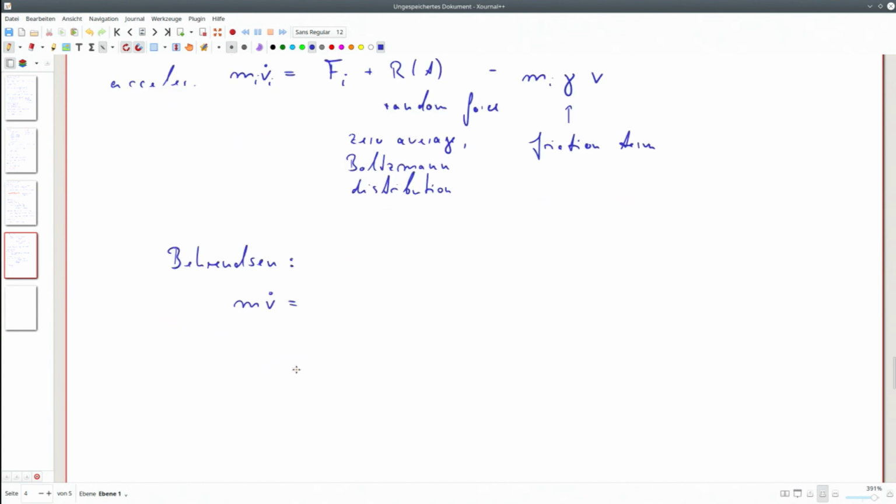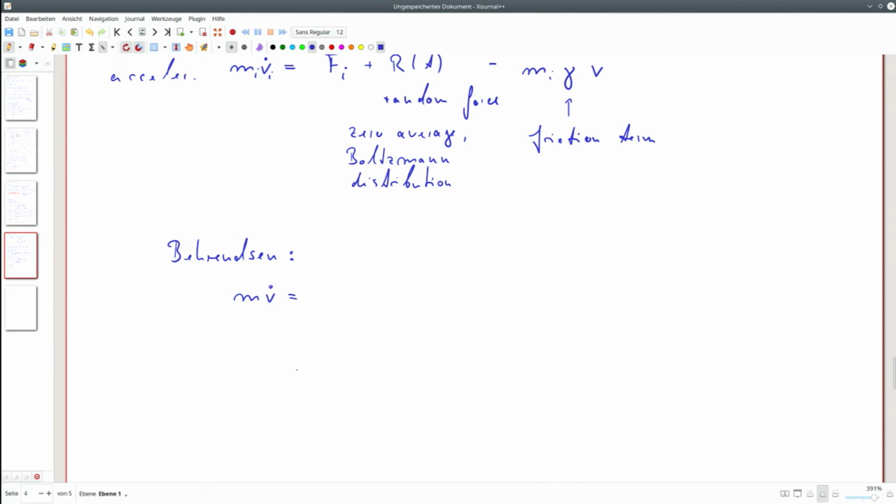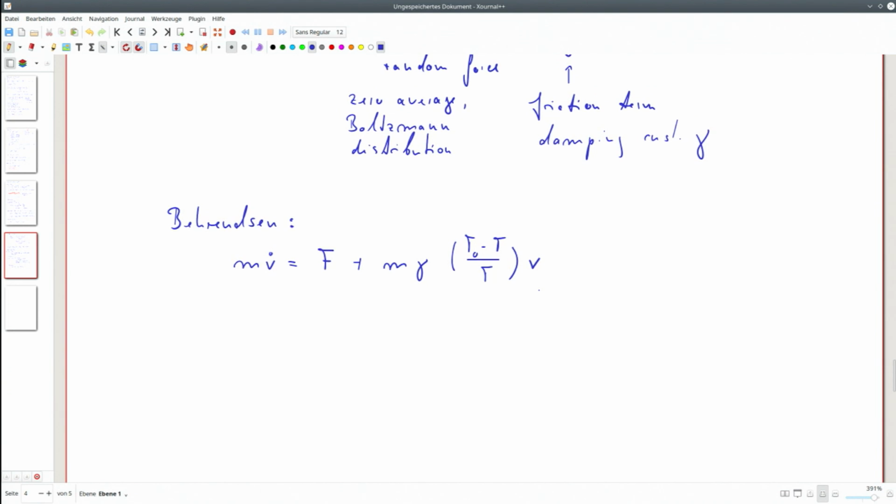So you replace these random forces with a temperature-dependent friction term, again with a friction constant gamma, or damping constant, I think it's often called. So that's the way he does it. Again, with this gamma, this damping constant, which has to be determined and chosen properly. So this is often a bit tricky.